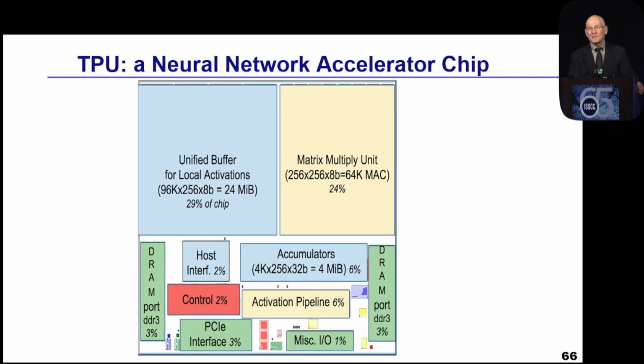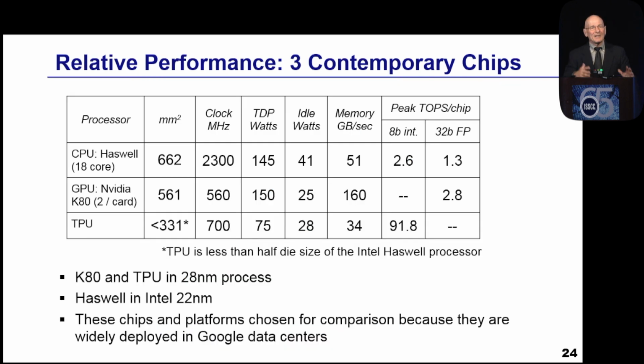Here's the floor plan of the chip, and that matrix unit is the yellow one on the right. That's a quarter of the chip. The unified buffer and the accumulators are very large memory, about another 40% of the chip. So 2/3 of the chip are those two things. In architecture, it's hard to compare absolute scale, so you compare it to other things. The contemporary chips of the time were a CPU and a GPU. And if you look at the leftmost column, the TPU is only about half the size of those other chips, and it's also about half the power of those chips.